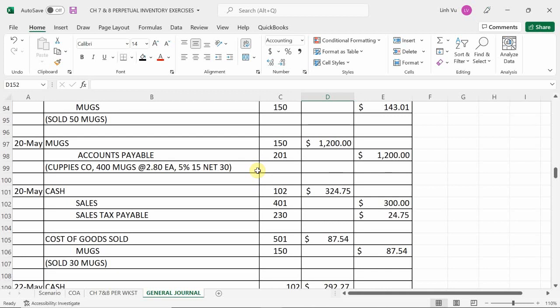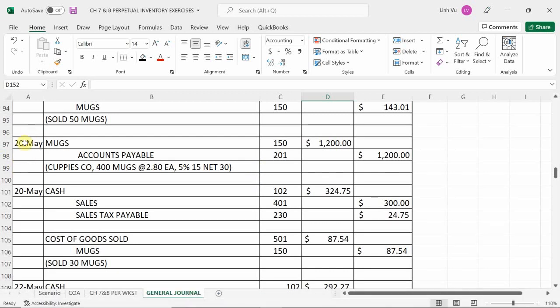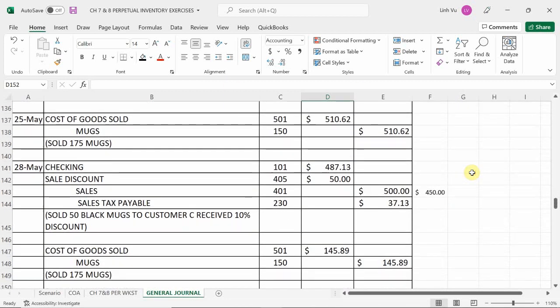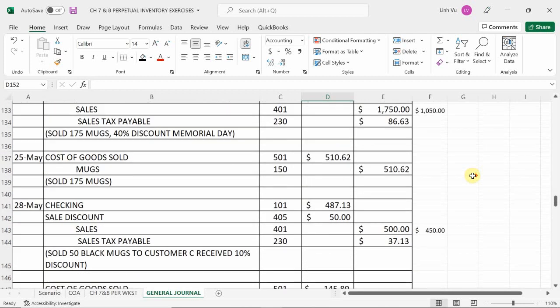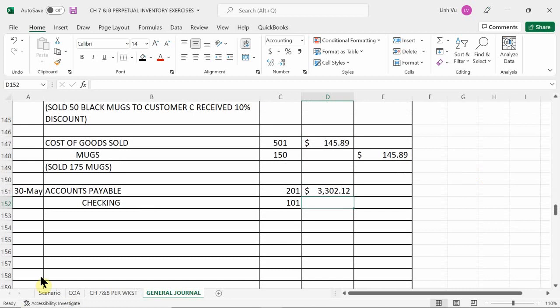So I need to determine what my discount is actually going to be for the purchase that I made on the 20th of May. I purchased 400 units at $2.80. Therefore, I can only discount that amount right there. So let's figure it out. What is 400 at $2.80 going to give me?